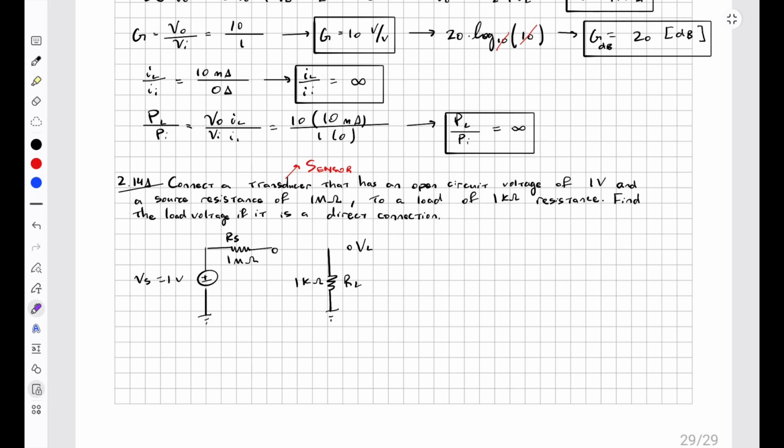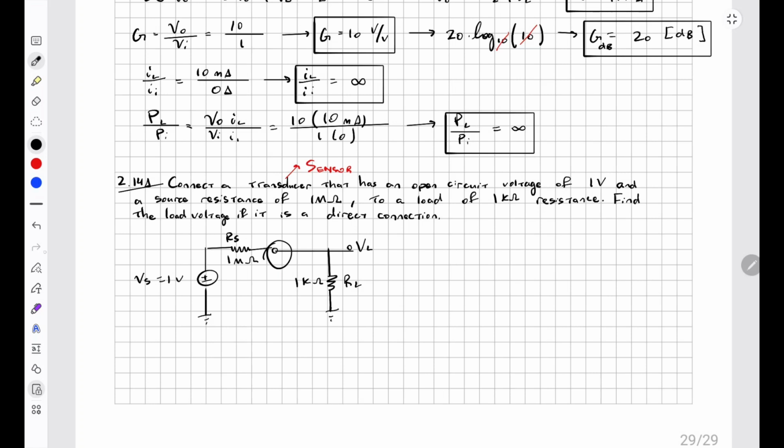So I assume on the sensor side it's meant to say that this is a 1 volt source voltage here, and then it has a source resistance in series of 1 megaohm, and it's a very big resistance so that no current will pass in or out of this sensor. And then it says that we have a direct connection to our load. That's why I have this line here.